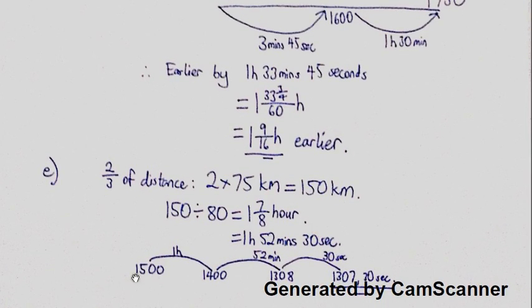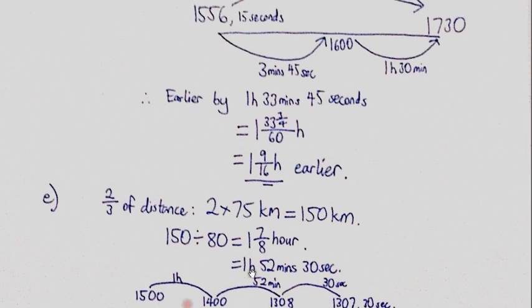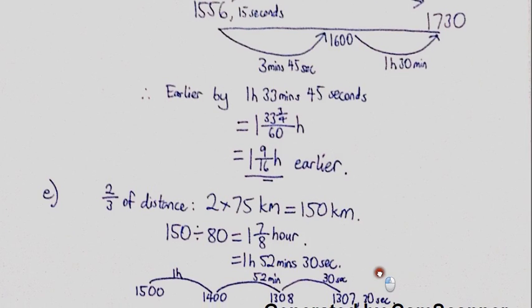So from 1500, we move back 1 hour and 52 minutes and 30 seconds, moving 1 hour, moving 52 minutes, and moving finally 30 seconds. We found that Mrs. Brown actually left at 13:07 and 30 seconds.